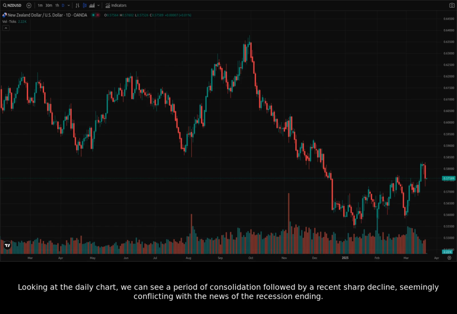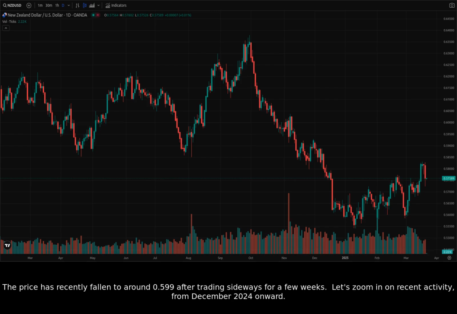Looking at the daily chart, we can see a period of consolidation followed by a recent sharp decline, seemingly conflicting with the news of the recession ending. The price has recently fallen to around 0.599 after trading sideways for a few weeks. Let's zoom in on recent activity from December 2024 onward.